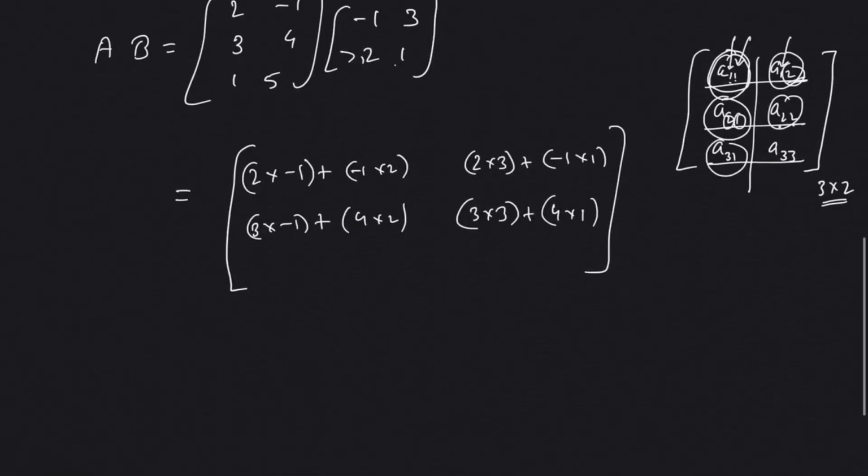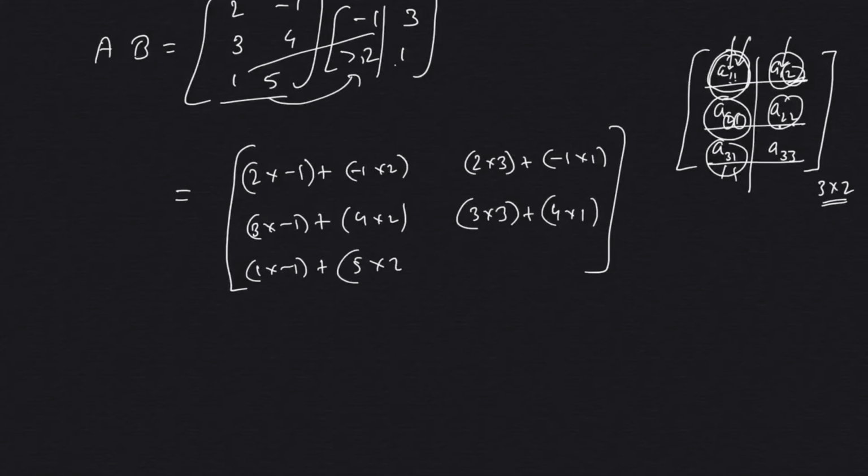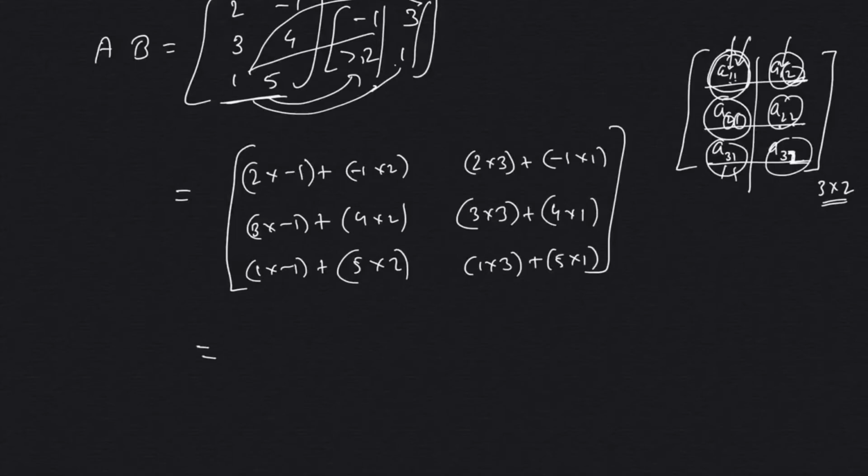Continuing, A31, third row first column: corresponding elements, so 1 into minus 1 plus 5 into 2. Last one, third row second column: 1 into 3 plus 5 into 1. So there is no need to be confused, because if you have this sketch of the resultant matrix, it will always help you avoid the confusion, because you will stick to this. Like A11 represents you will multiply and add the corresponding elements of the first row with the first column, so that will always help you avoid confusion.